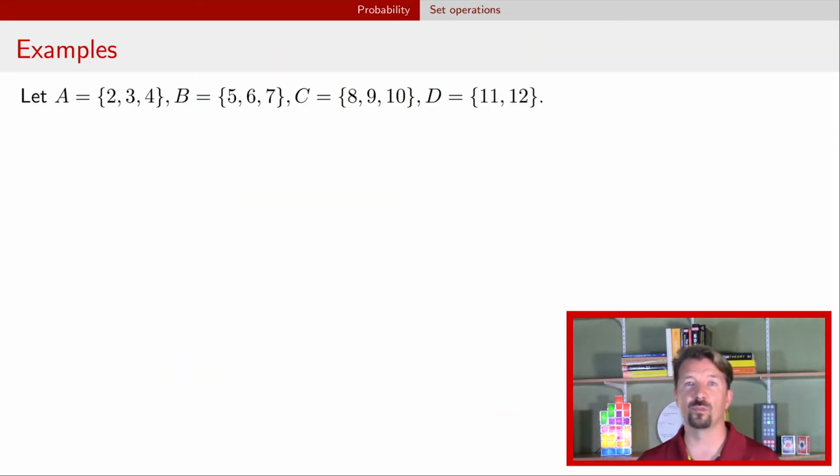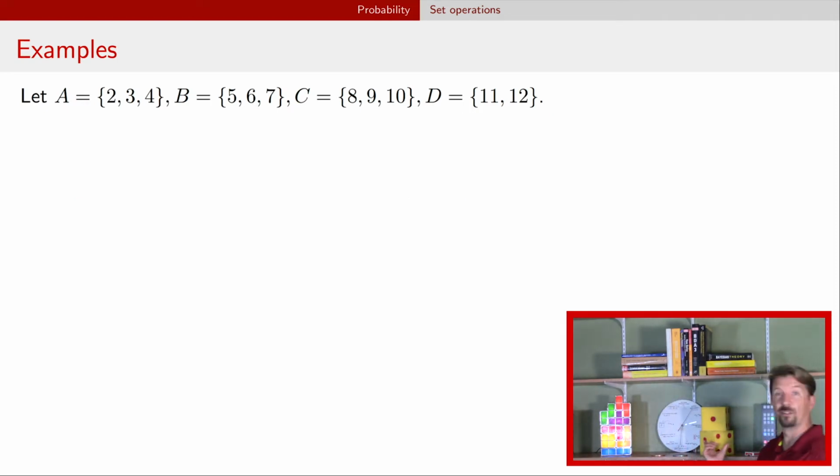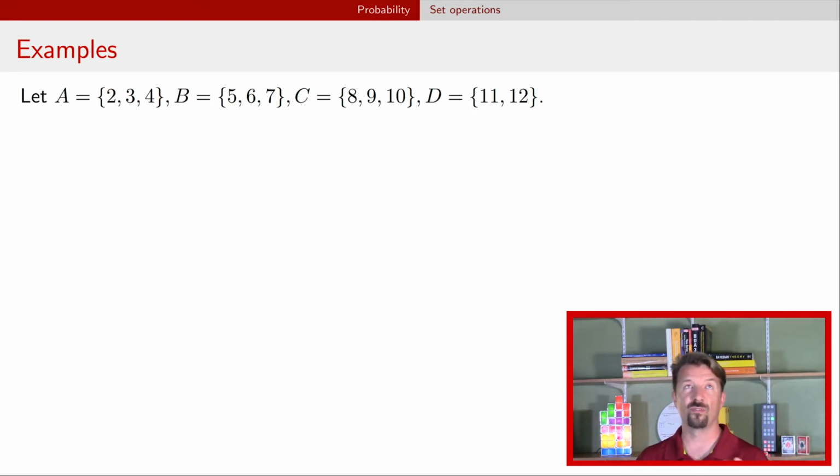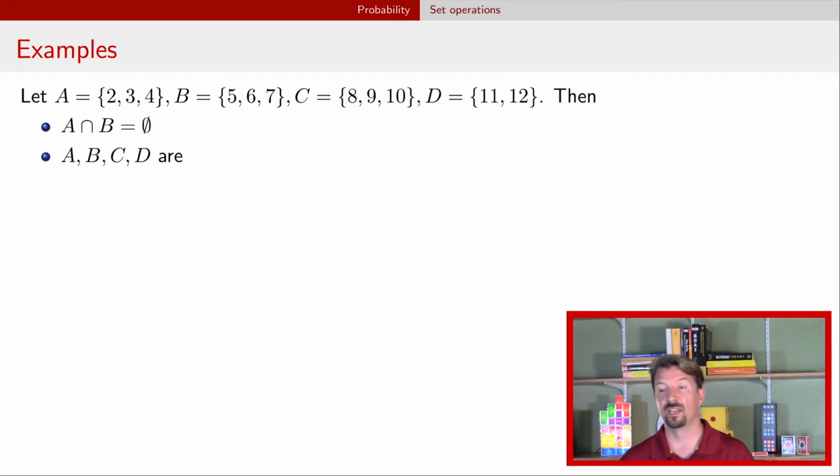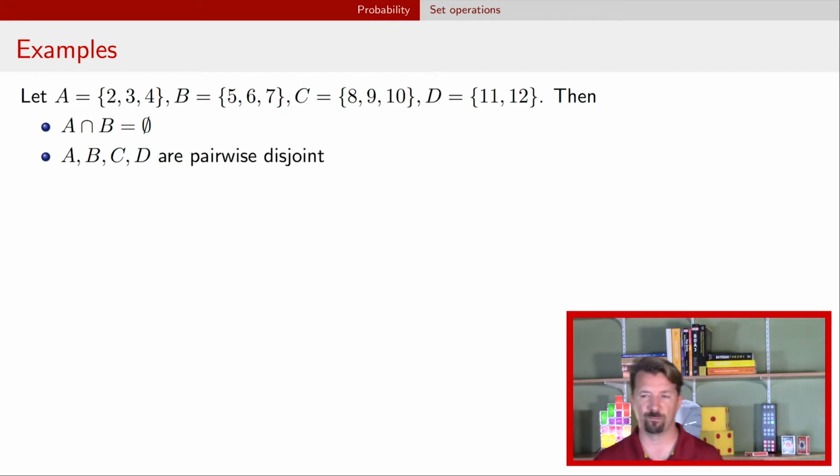All right, so here's some examples working back with these dice that we've got here. We now have 4 different sets. We have the set 2, 3, 4, then the set 5, 6, 7, then the set 8, 9, 10, and then the set 11, 12. And we've called them A, B, C, and D, respectively. And so now you can say A and B, their intersection, they have no elements in common, so that's the empty set, and they are therefore disjoint. If you look at A, B, C, and D, and you try to take any pair and take their intersection, you'll find that that intersection is always the empty set, and therefore they are pairwise disjoint.